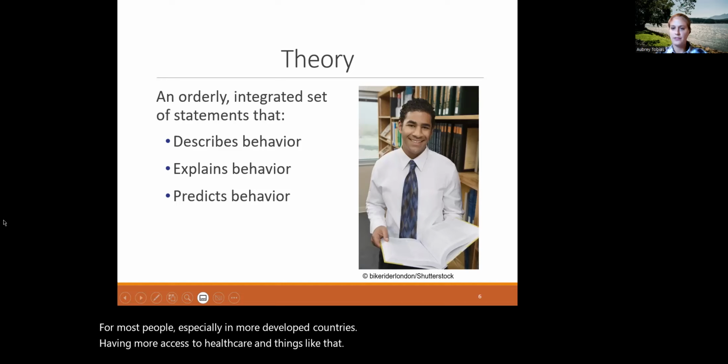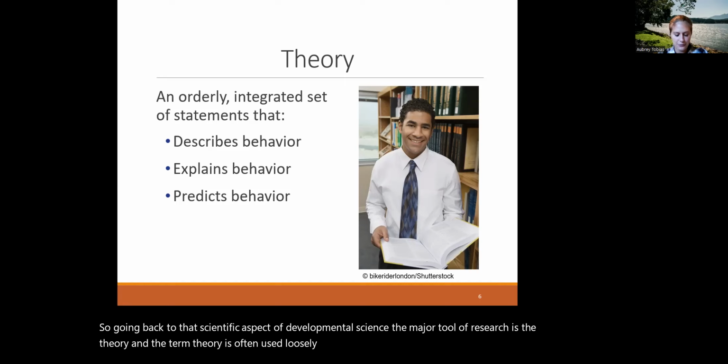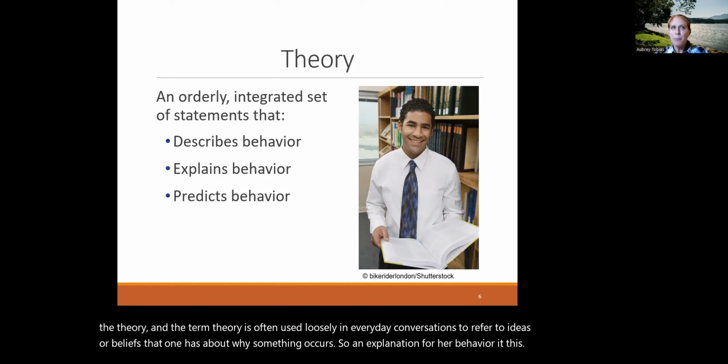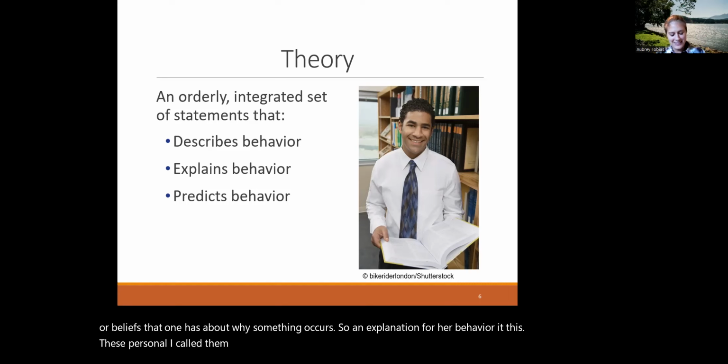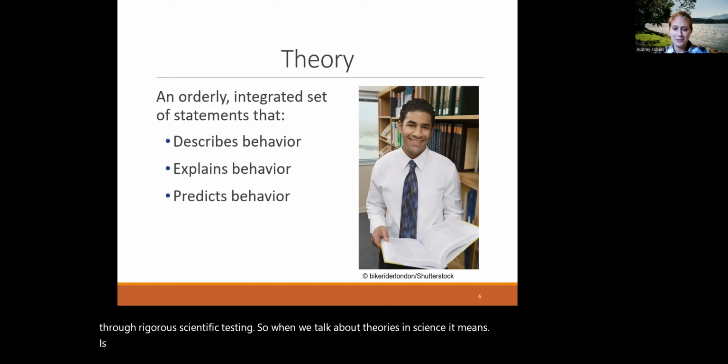So going back to that scientific aspect of developmental science, the major tool of research is the theory. And the term theory is often used loosely in everyday conversations to refer to ideas or beliefs that one has about why something occurs. So an explanation for behavior. These personal, I call them quote unquote theories, personal theories, right? They're not put through rigorous scientific testing. So when we talk about theories in science, it means a set of integrated, orderly statements that describes behavior, explains behavior, and allows us to predict future behavior.